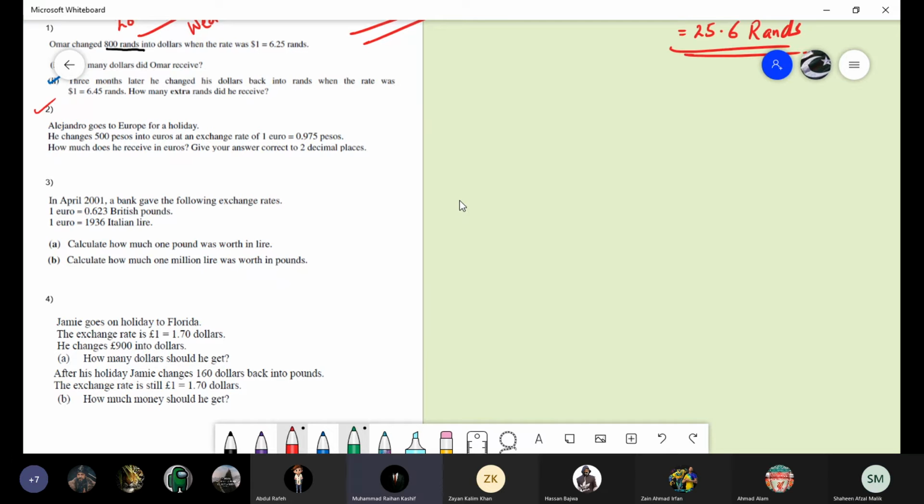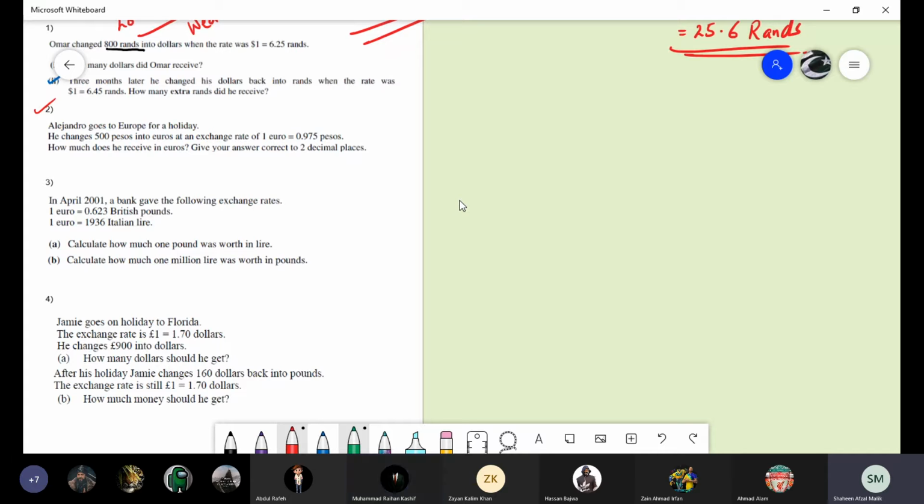Alejandro goes to Europe for a holiday. He changes 500 pesos into euros at an exchange rate of €1 equals 0.975 pesos. How much does he receive in euros? Give your answer correct to two decimal places. Okay, so it's a simple question. Only one thing is asked in the question.